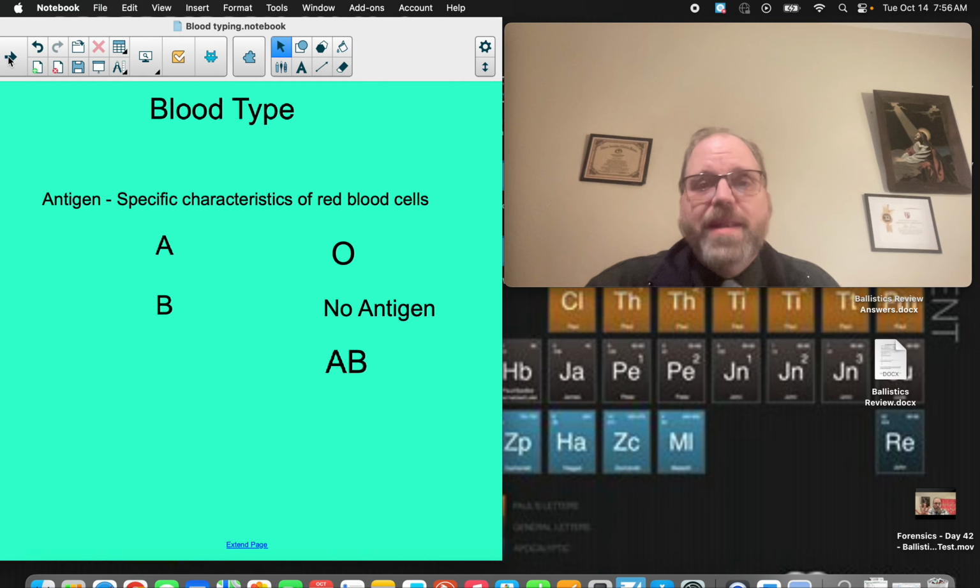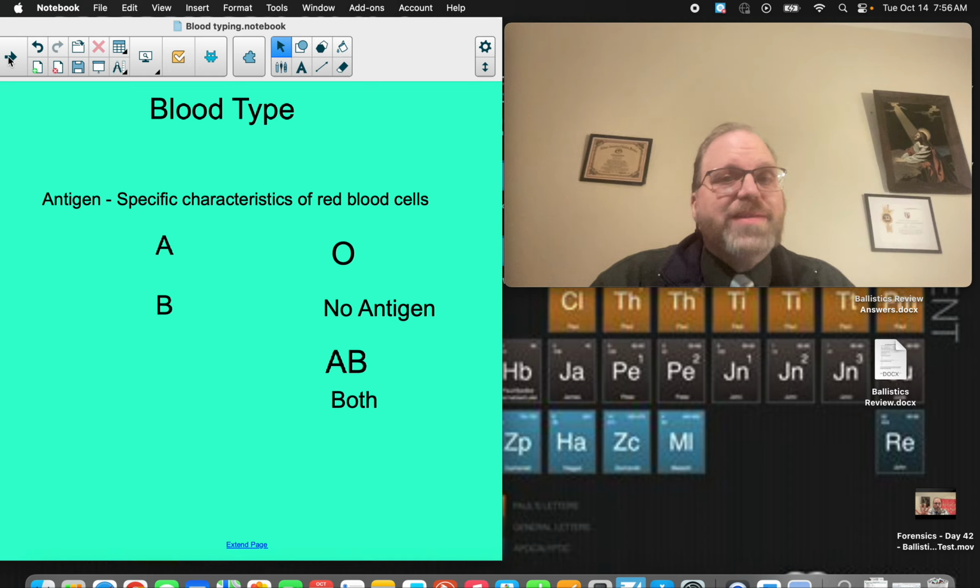Now, what does O mean? That means there is no antigen. So if you have O blood, there is nothing in the blood. It is pure, clean, no antigen. AB has both of those together as in the type.